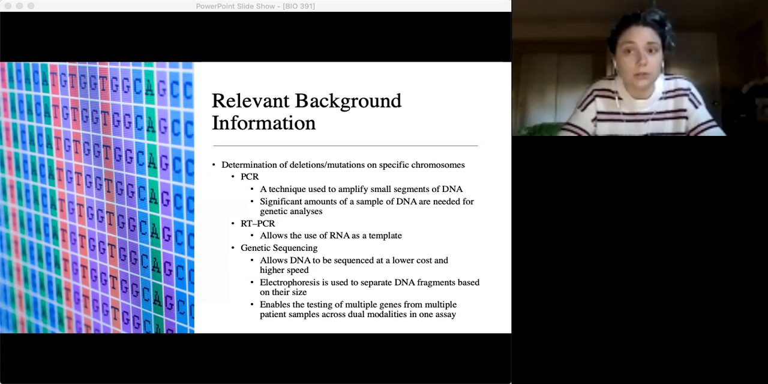This is used to determine the order of the four bases that make up the DNA molecule, which is able to tell scientists the kind of information that is carried in a particular DNA segment. This is done with the use of electrophoresis to separate the DNA fragments based on their size, and it allows them to be sequenced at a much lower cost and higher speed. It also enables testing to be done on multiple different genes from multiple different patients at the same time.